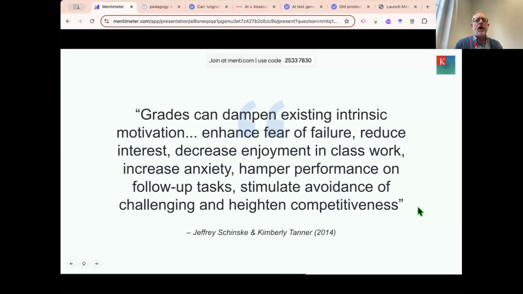Finally, here's another quote from a systematic review from Shinska and Tanner that said grades can dampen existing intrinsic motivation, enhance fear of failure, reduce interest, decrease enjoyment, anxiety, hamper performance, and so on. So many things. So what can we do?